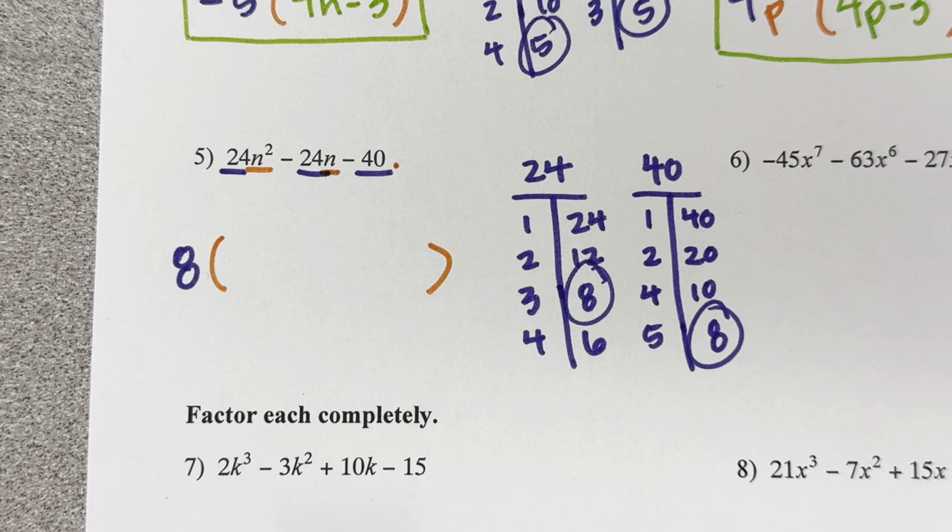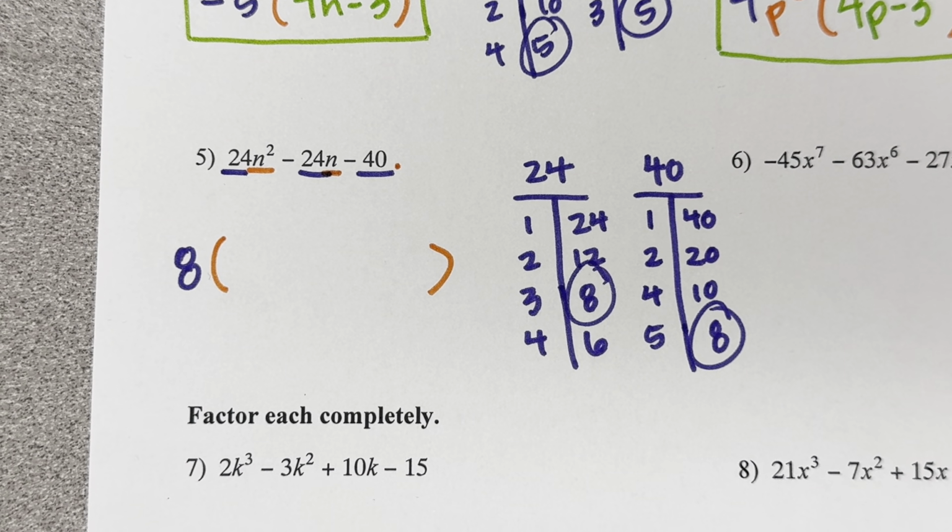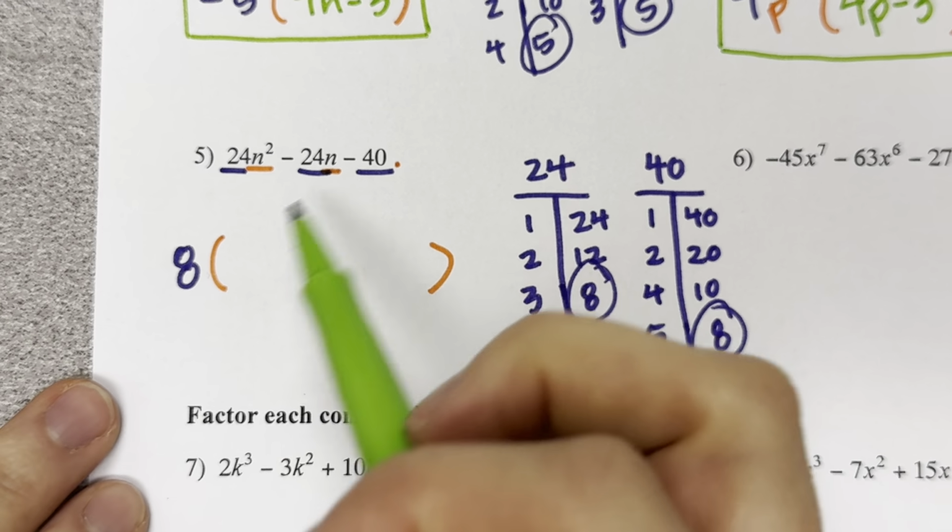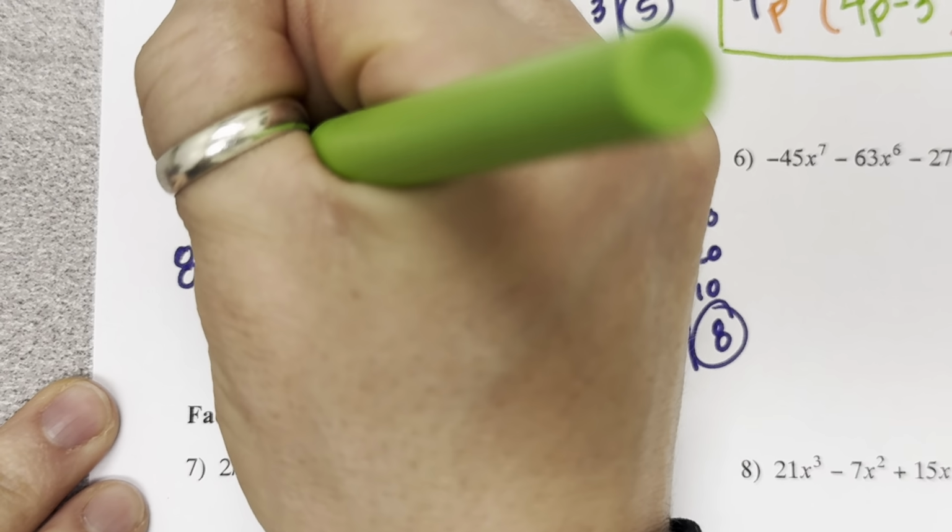Make sure to leave yourself a good amount of space inside, because now we need to take all 3 of my terms and divide it by my GCF.